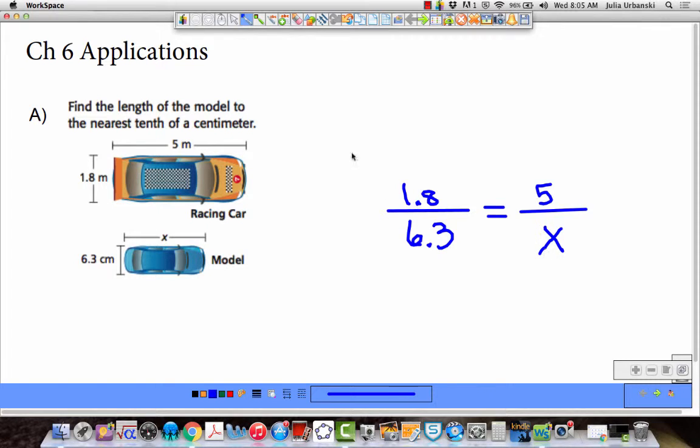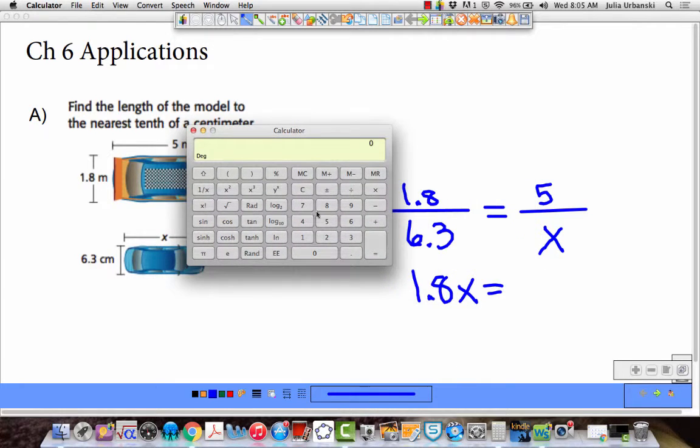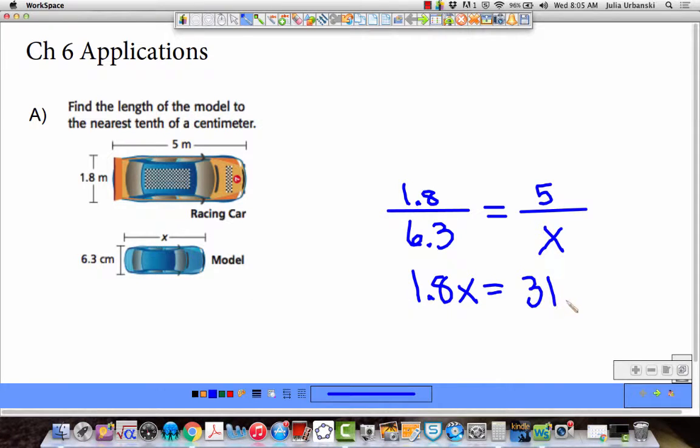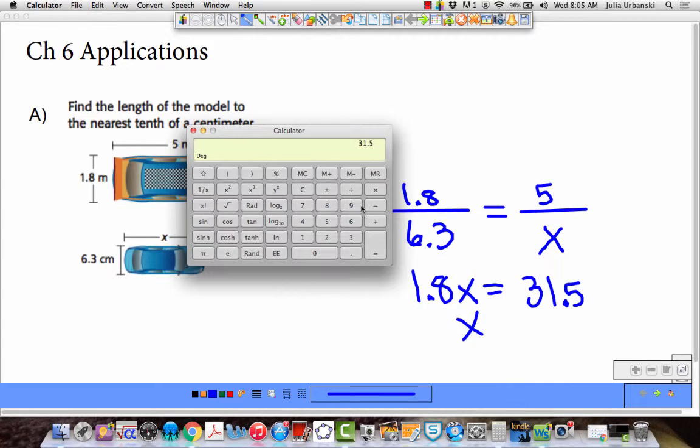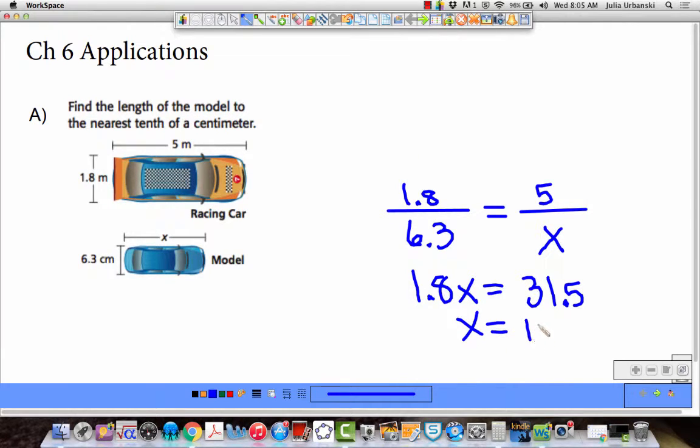So you cross multiply: 1.8 times x equals 5 times 6.3. 6.3 times 5, I get 31.5. And when I divide that by 1.8, you have 17.5. Okay? If they give you a picture, you can set up just like that.